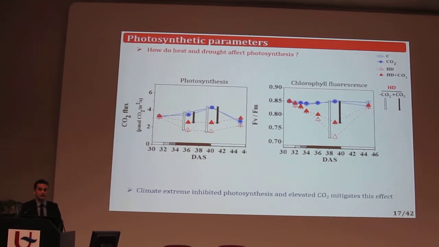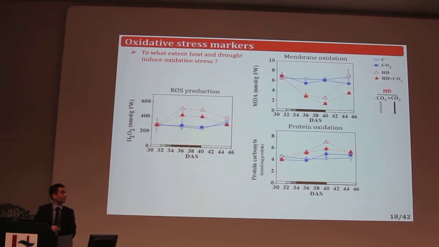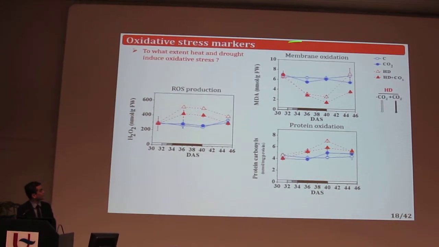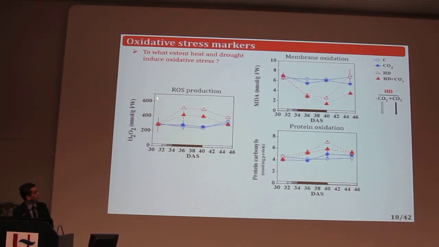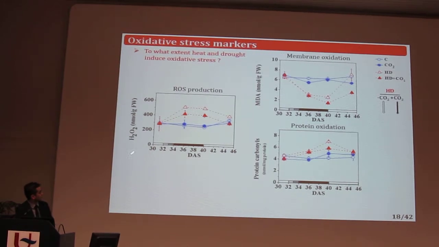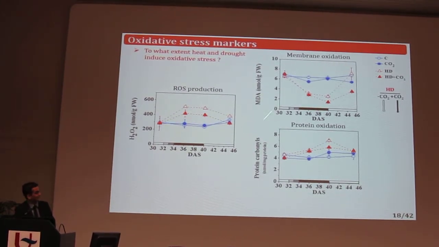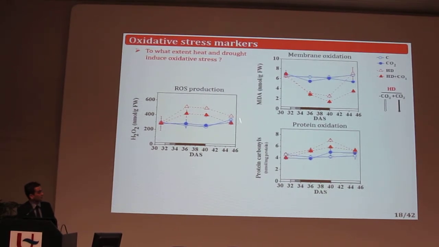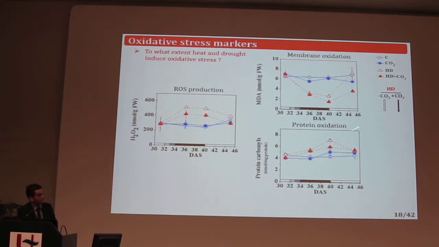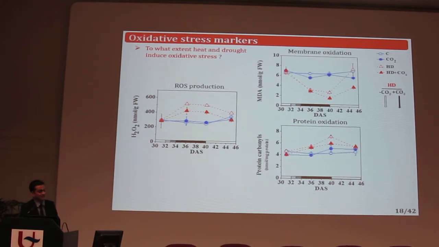So we wanted to see what is happening on the level of the oxidative stress. We measured different oxidative stress parameters like ROS production. We measured here hydrogen peroxide content. We measured membrane oxidation in the form of malondialdehyde, which is the aldehydic product of membrane oxidation. We measured protein oxidation in the form of protein carbonyls.